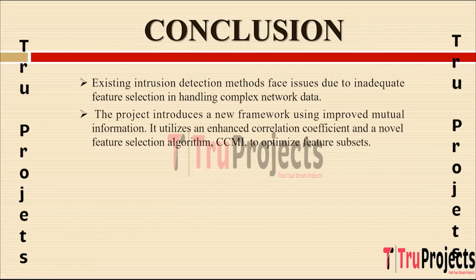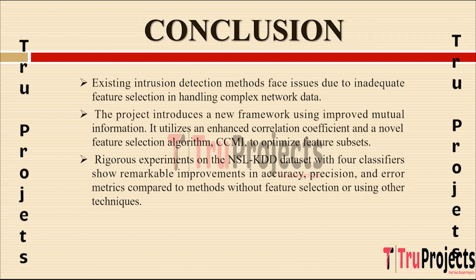The project pioneers a novel framework utilizing enhanced mutual information and the CCMI feature selection based on correlation and conditional mutual information algorithm. This framework optimizes feature subsets to enhance the performance of intrusion detection systems. By integrating advanced mutual information techniques and the CCMI algorithm, the project aims to identify and select the most relevant features from complex network data. This optimization process is crucial for enhancing the accuracy and efficiency of intrusion detection systems, ensuring they focus on the most critical attributes for threat detection.